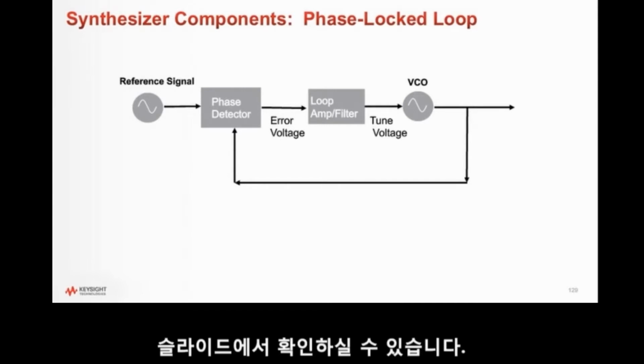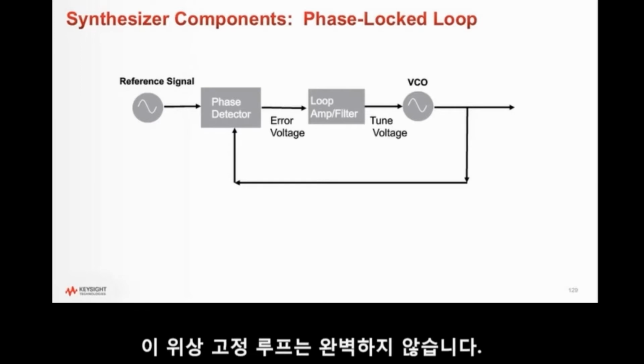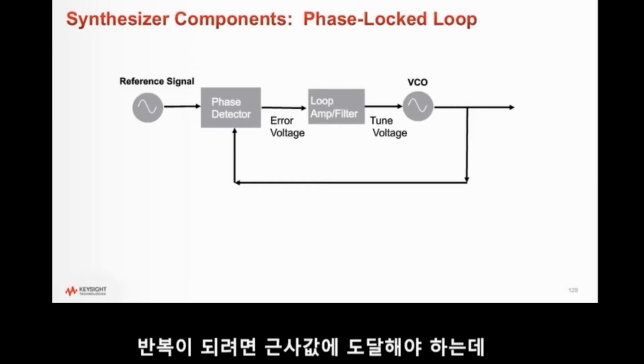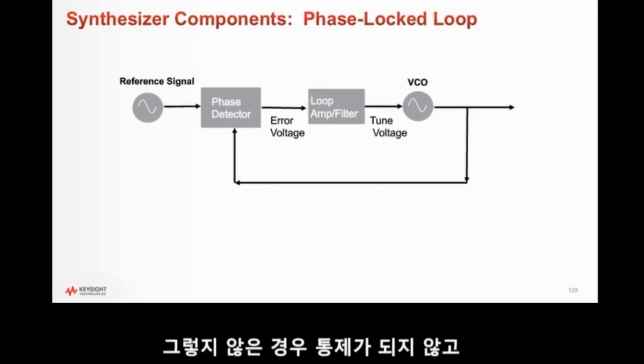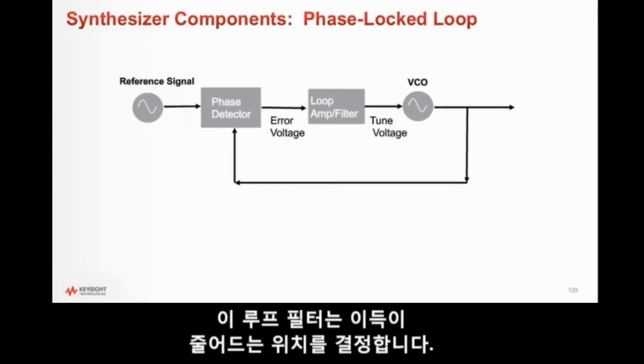So this phase lock loop, it's not perfect. You have to be somewhere in the vicinity for it to lock. Otherwise, it's going to go crazy and you might get nothing out. You might get a crazy oscillation out or something. But that loop filter kind of determines where that gain trails off.